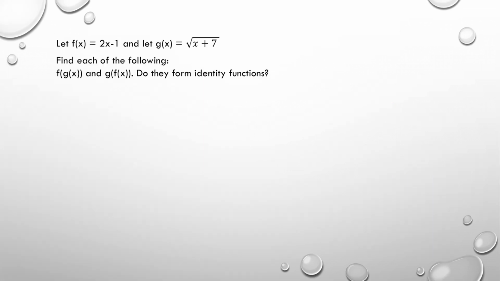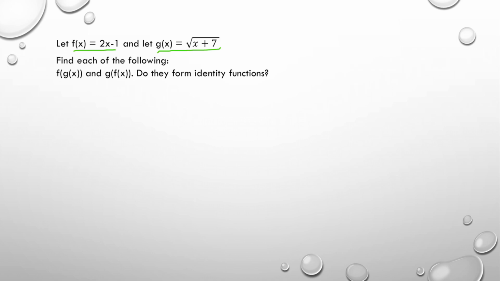We now have two functions defined: f of x is 2x minus 1, and g of x is the square root of x plus 7. They ask us to find f of g of x and g of f of x, and the question whether they form identity functions or not. Let me start by evaluating f of g of x.